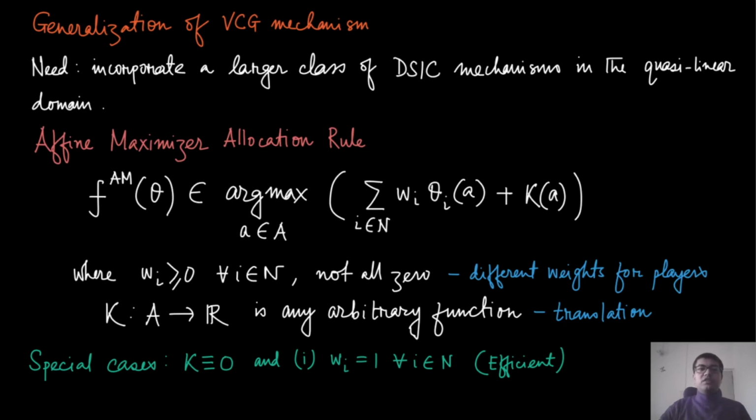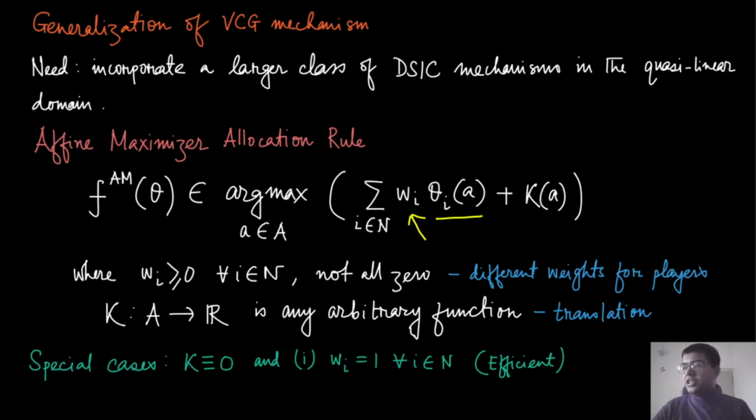So this class of mechanisms, which is a larger class than the Groves class or the VCG class of mechanisms, is known as the Affine Maximizer. So why is it called Affine Maximizer? In this rule, every agent has a specific weight. Here by w_i, we are denoting the weight of player i. Now we are multiplying that weight with the valuation of this player.